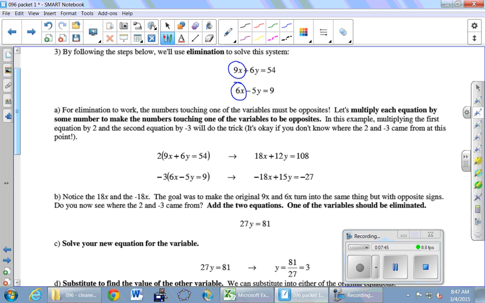I mean, you could do 9 times 6, which is 54, but it turns out it's easier if you can find the smallest number they both go into. So 9 and 6 both go into 18. What do I need to multiply the 9 by to get an 18? Is it 2? But you can't go around just multiplying the 9 by 2. What you're allowed to do is multiply the entire equation, both sides by 2.